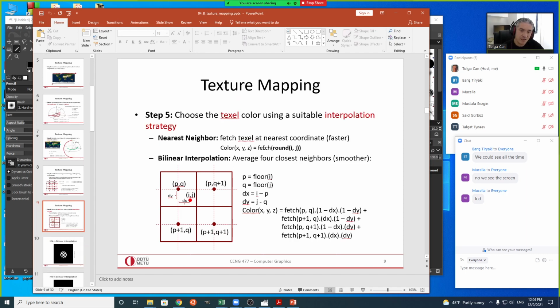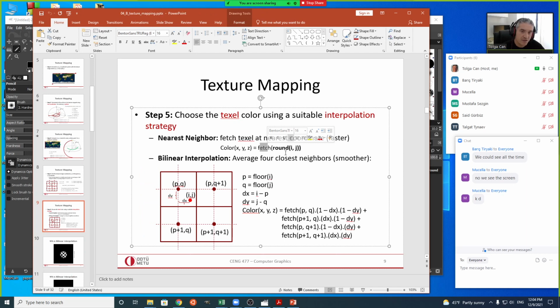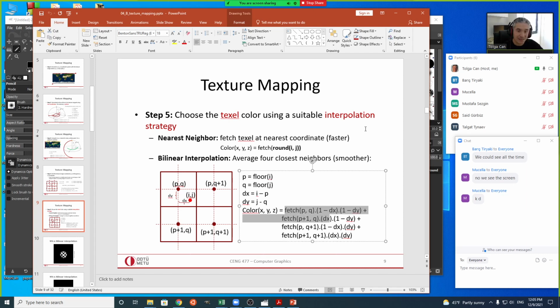In nearest neighbor, the fetching of the texture is just by taking the real valued floating point numbers we have and rounding them to get the closest pixel. In bilinear interpolation, we look at the 4 pixels surrounding our real valued ij, and we do an interpolation. It's like averaging these 4, but the averaging is done in such a way that it takes into account the actual real valued horizontal and vertical distance of ij to these pixel centers. The formula is basically this.